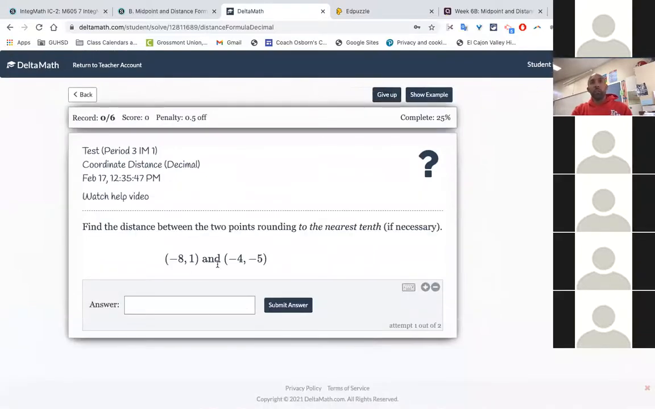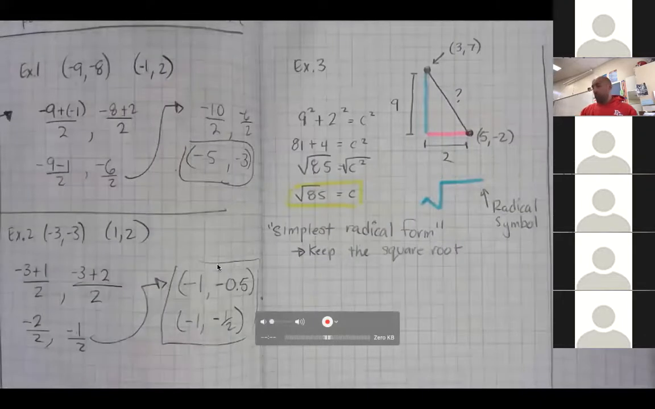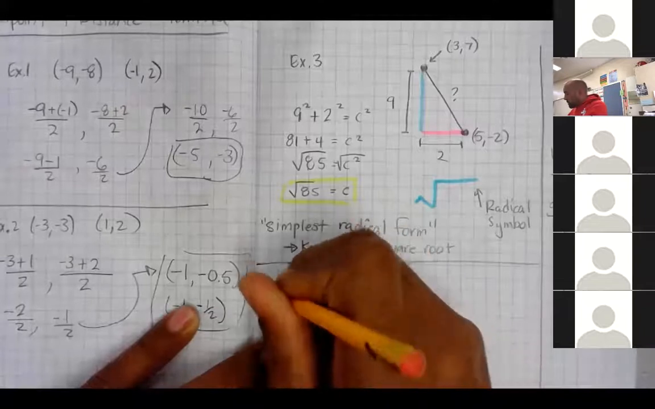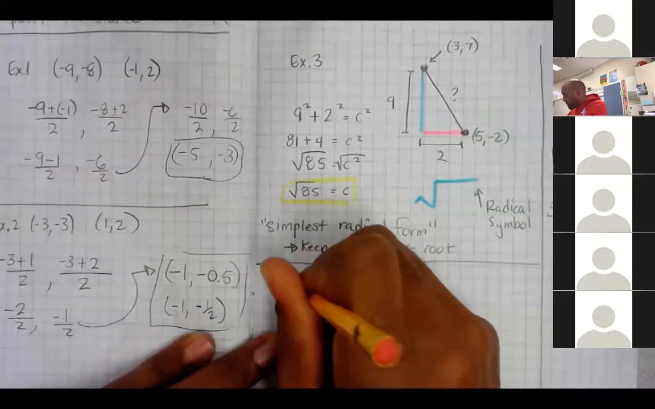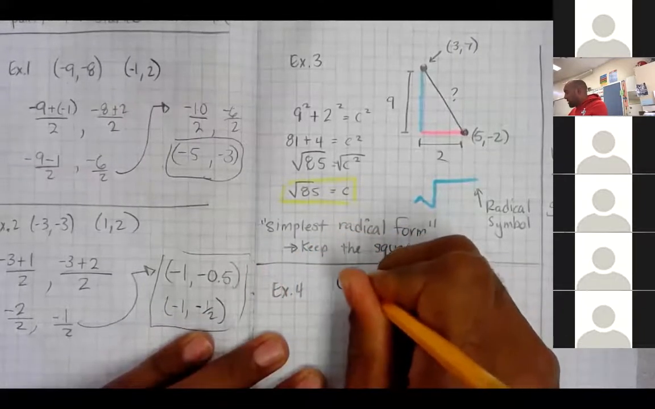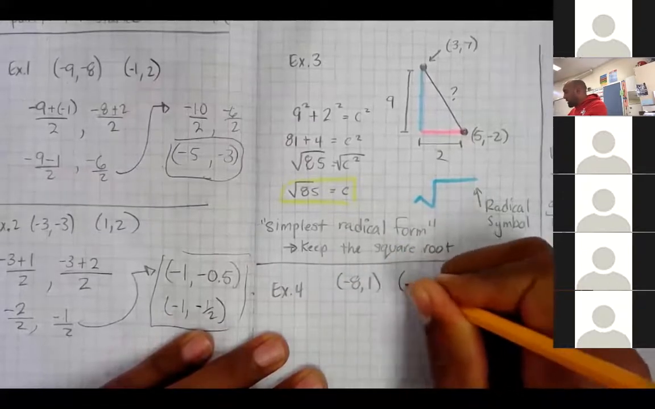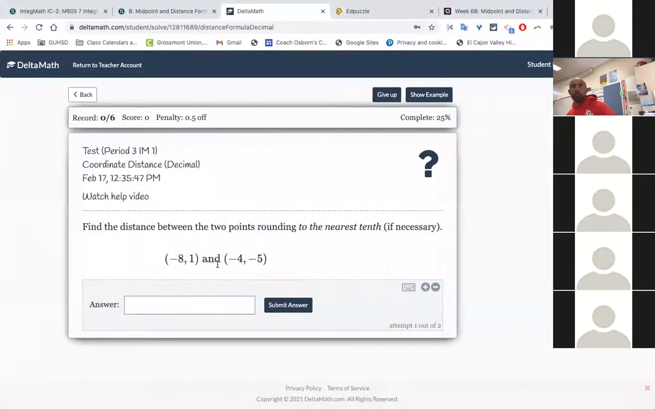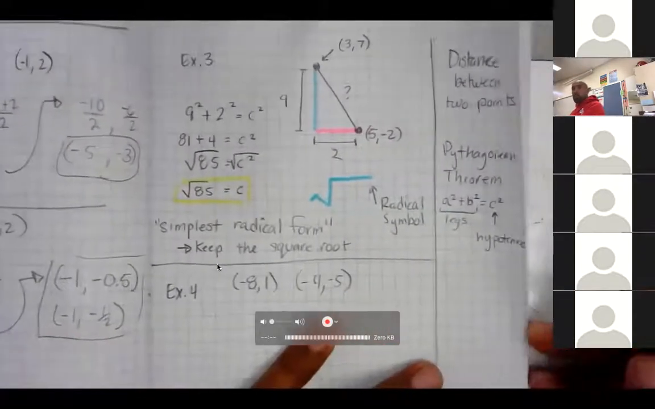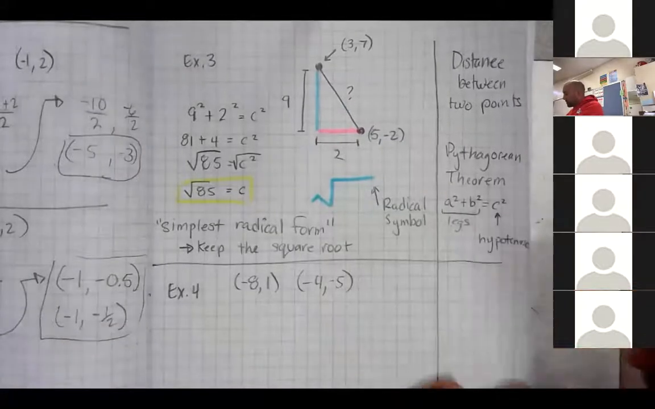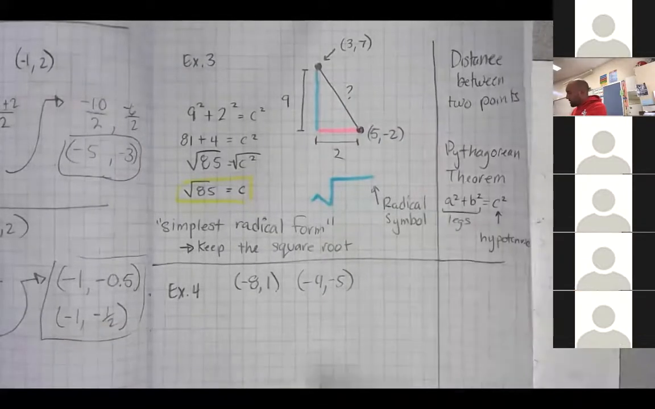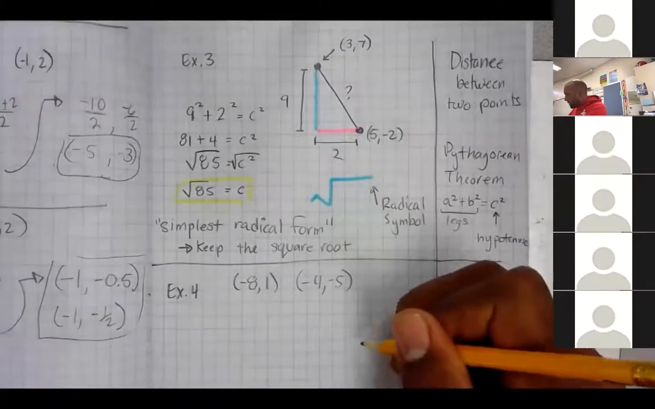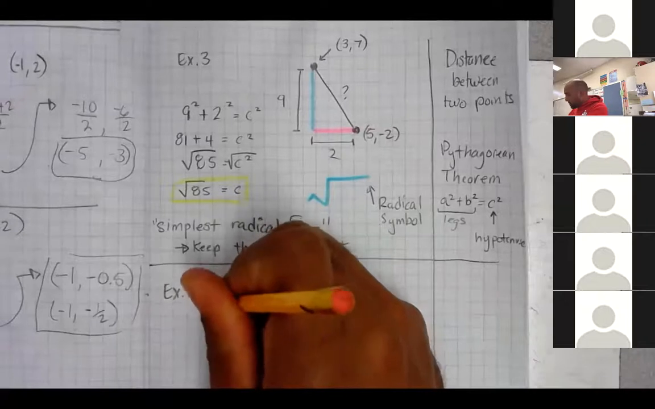So -8, 1, and -4, -5. Let's make sure I copied that down right. Okay. All right, so now, again, we're finding the distance. So the formula, I'm actually kind of running out of room here on the side. So the formula, I'm probably going to write it right here.